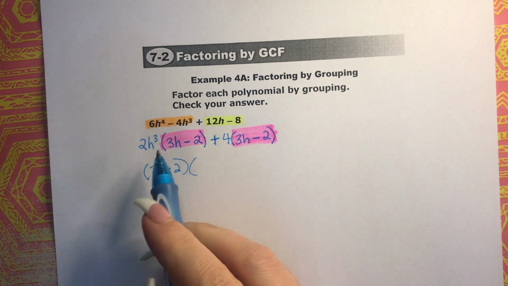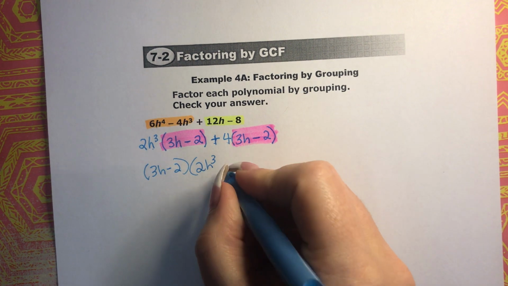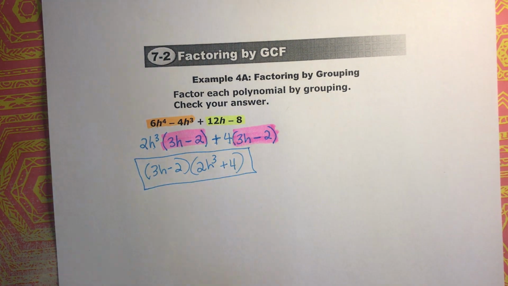And then what's left? 2h cubed plus 4. And that is it. That is how you factor by grouping. So there's a couple different steps, right?